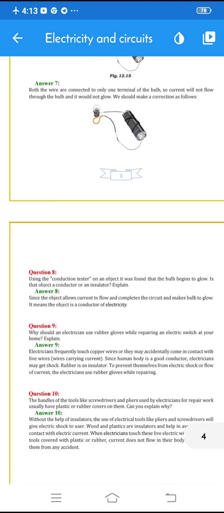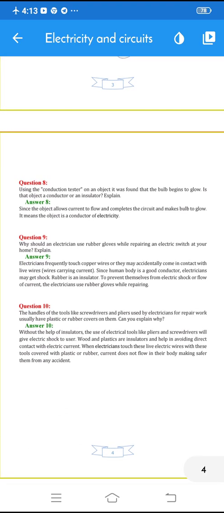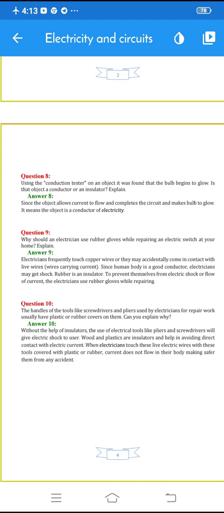Now let's move to question number 8. It's a very simple question. Using a conduction tester on an object, it was found that the bulb begins to glow. Is the object a conductor or an insulator? You have to explain. Since the object allows the current to flow through it and complete the circuit, it makes the bulb glow. Hence the object is a conductor of electricity. It's very easy. Now question number 9.